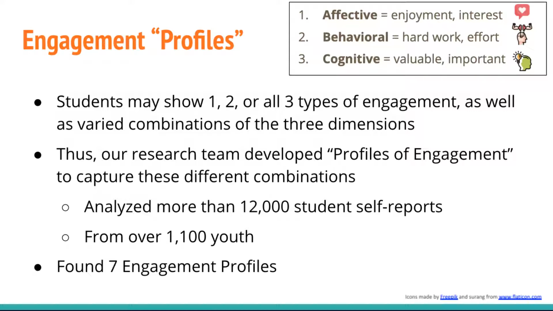And so our research team spent hundreds of hours observing in classrooms, collecting real-time reports of students' engagement, and in total, we analyzed more than 12,000 student reports from over 1,100 youth to construct these 7 different configurations of the 3 engagement dimensions. And it's important to know here that our participants were middle and high school students in science classrooms, but we think that our findings can still be helpful to us as instructors of psychology.